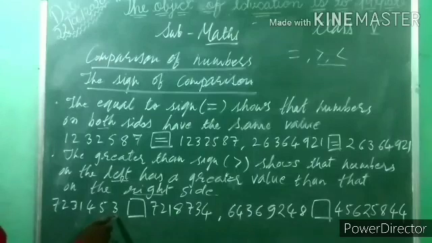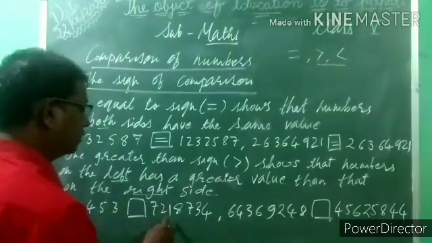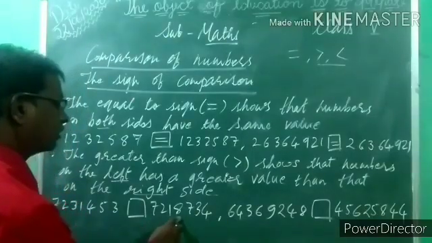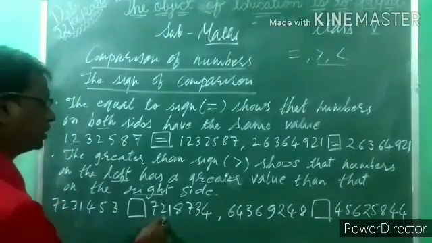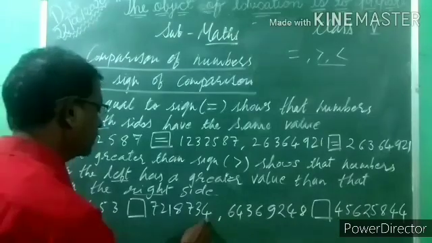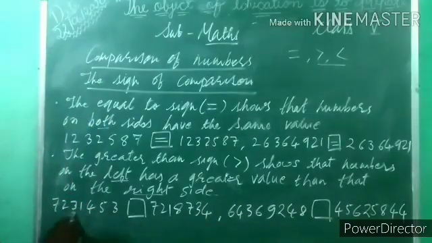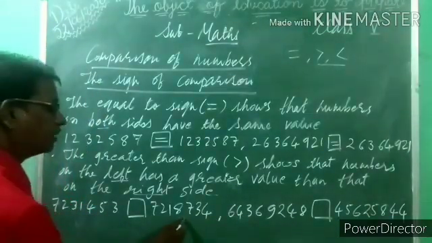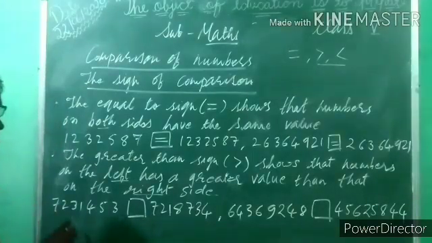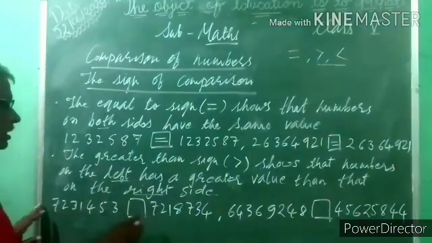Now look, how many digits is the number? 1, 2, 3, 4, 5, 6, 7. How to read it? 1, 10, 100, 1000, 10,000, lakh, 10 lakh: 72 lakh 31,453. Here also 72 lakh 18,734. Both are 7 digit numbers. Now to compare, there is another method also.